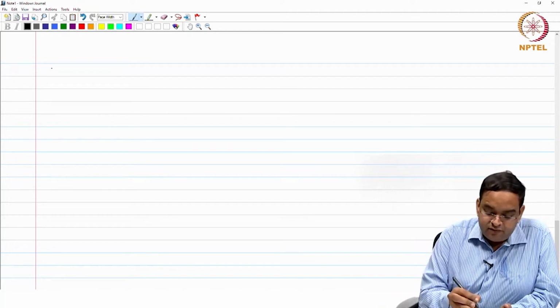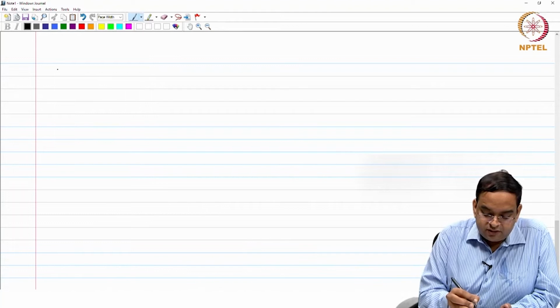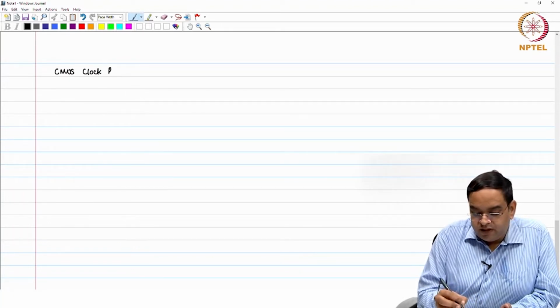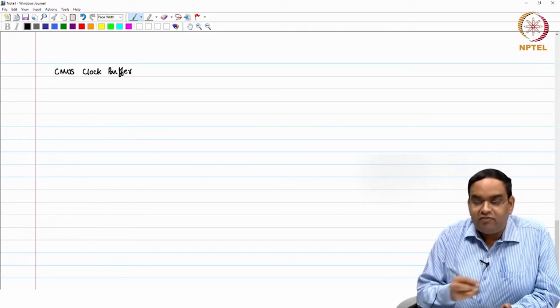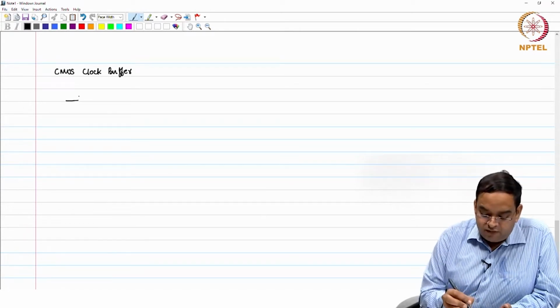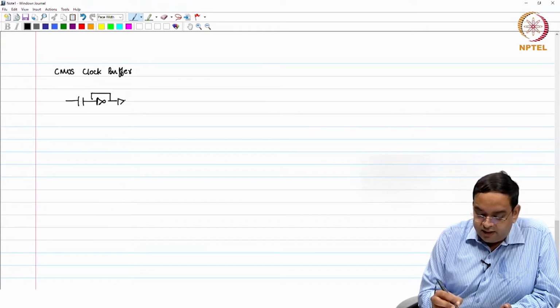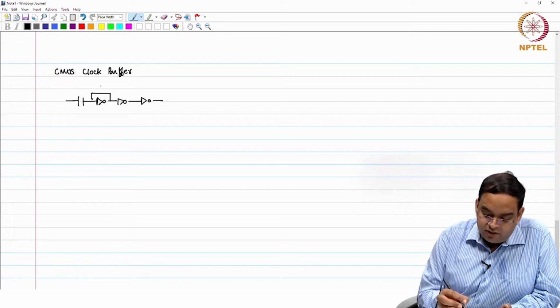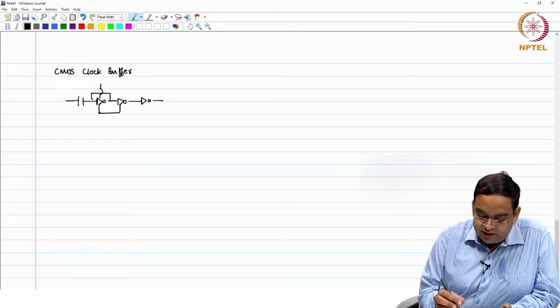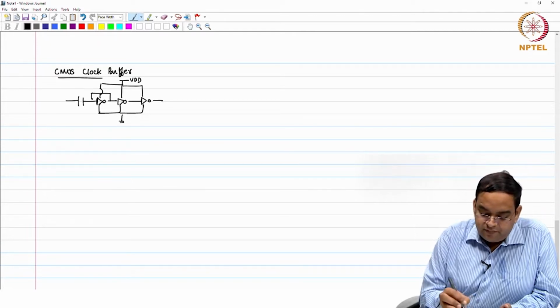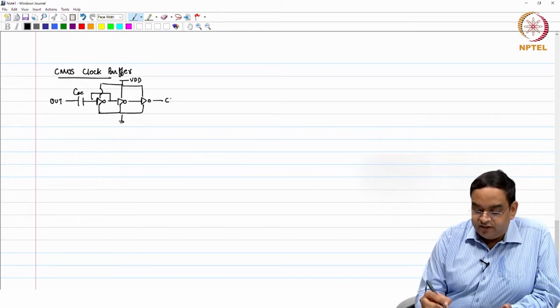In the previous session, we looked at the clock buffer, or you can say the CMOS clock buffer, where we buffered the oscillator output using an inverter like this, and then connected it here. We chose an optimum value of the capacitor CAC, which is the AC coupling cap, and this was connected to VDD. This out is the output of the oscillator, and this is the clock.